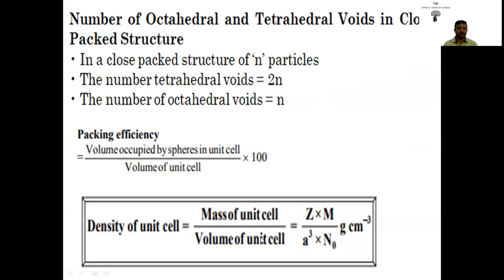So just now in the previous slide, I have discussed the packing fraction as well as packing efficiency of different types of unit cell in cube. So what is the packing efficiency and what is the formula to find out packing efficiency? It's a ratio of the volume occupied by the total number of spheres in one unit cell divided by the total volume of the unit cell, which is a cube, into 100.